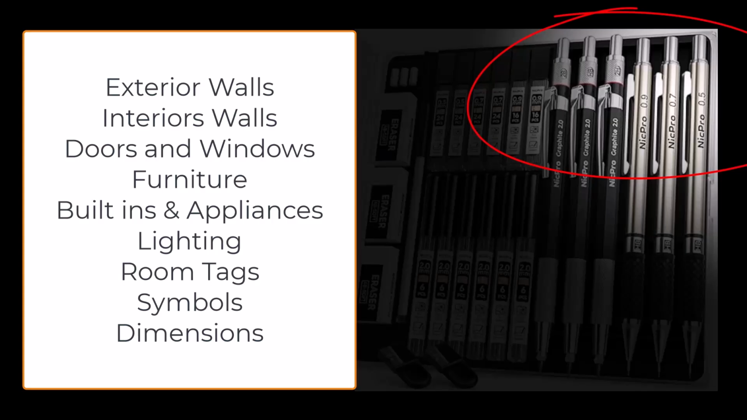With built-ins and appliances, they're going to be a little darker. They are going to be in all of your floor plans, regardless of what type it is, because they are built in. They do not just move around like furniture, like a dining room table or a sofa might. Room tags, symbols, and dimensions are going to be typically your darkest, and that does not mean use a 0.9, but usually a 0.7. We want it to be dark, we want it to be clear, and we want it to be prominent.